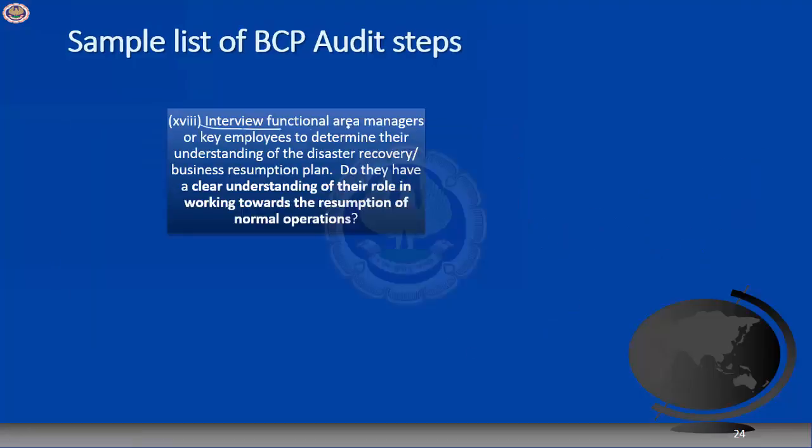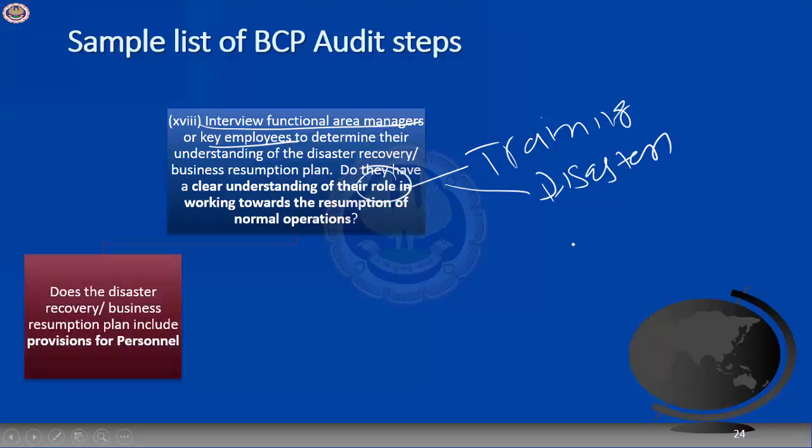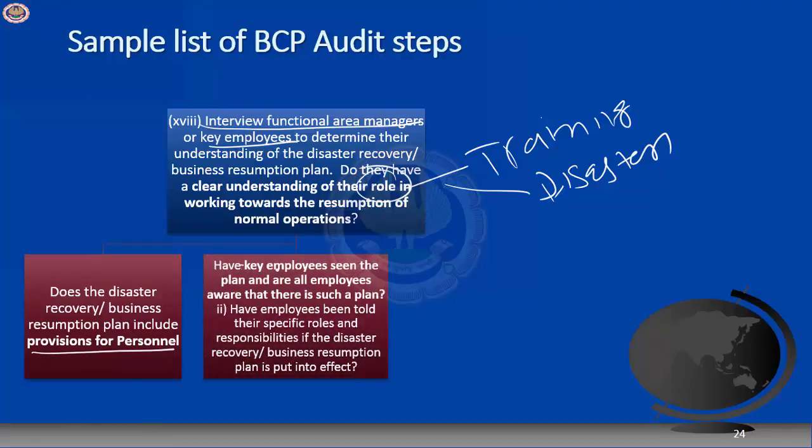You interview the functional area managers or the key employees who have been assigned responsibility, to check whether they have a clear understanding of the role they need to perform. If the training has not been done, if the employees don't know the role, then you know the business continuity plan will not be effective, because in the case of a disaster, these employees will not be able to effectively discharge their duties as required. You also need to look at the provision of the personnel as required. You also look at the key employees, whether they've seen the plan, whether they've been trained, whether they've been told about specific roles and responsibilities, and if there are contractual requirements, whether these have been put into effect.